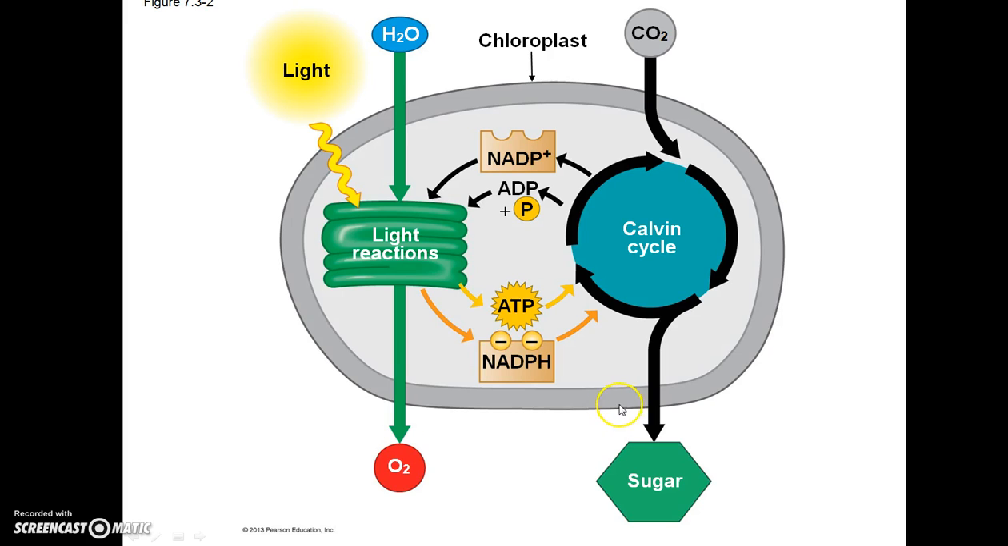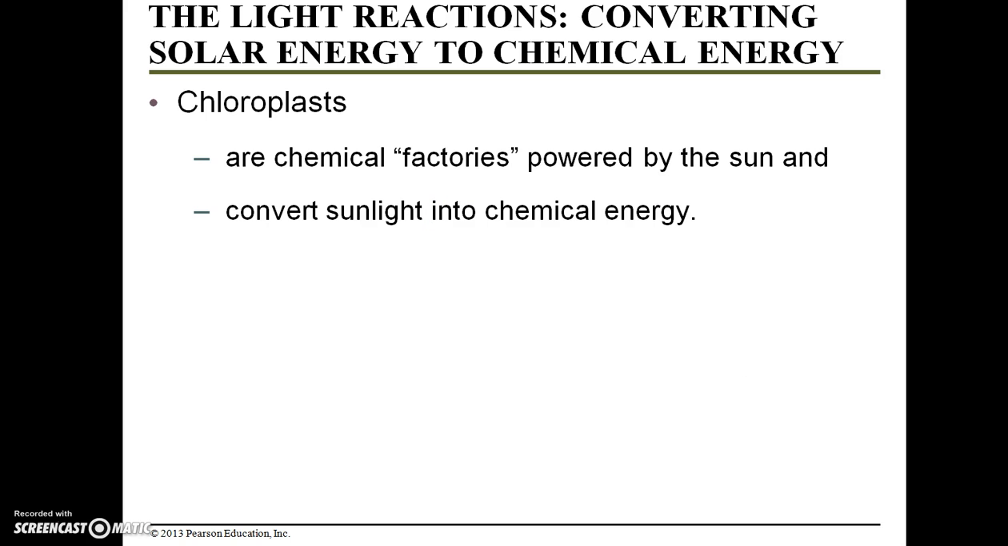The second step, of course, the Calvin cycle, uses the products from the light reactions, as well as CO2 from the atmosphere, in order to produce sugar, as well as NADP plus and ADP, which are going to be necessary for running the light reactions. Chloroplasts can be thought of as chemical factories which are powered by the sun, and they ultimately convert sunlight into chemical energy.